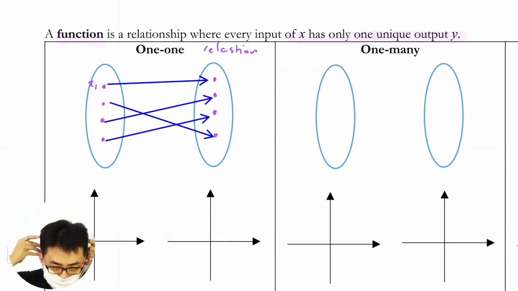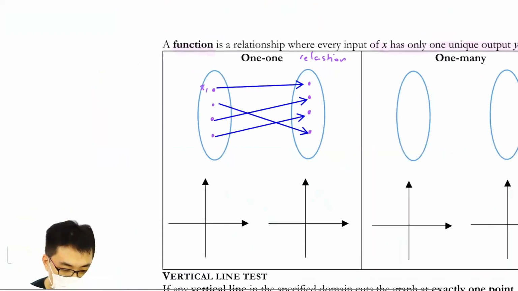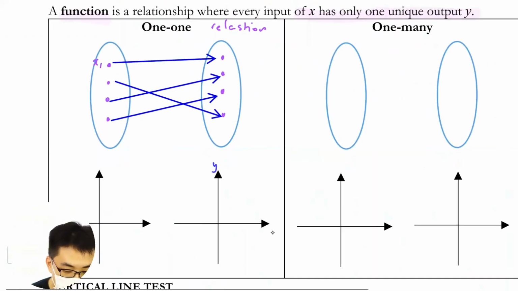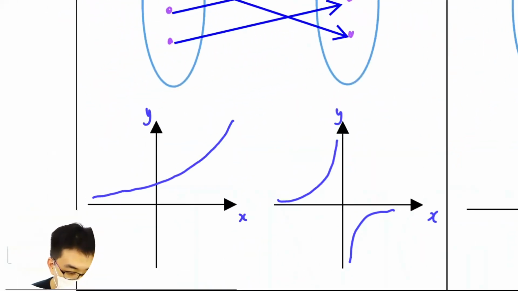Now the question is, what kind of graph is one-to-one? You have in secondary school, you can give me an example. Any example will do. One is like a reciprocal graph. Then let's say a straight line is the easiest. You also have an exponential graph, which is one-to-one. Now, why are these one-to-one relations? It is because every input has one unique output.